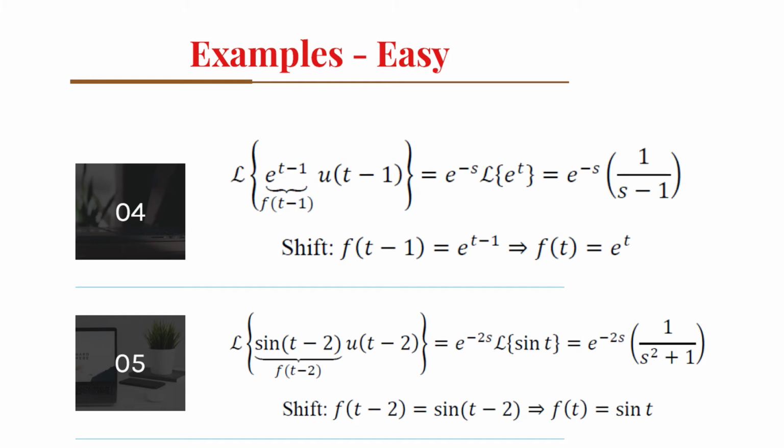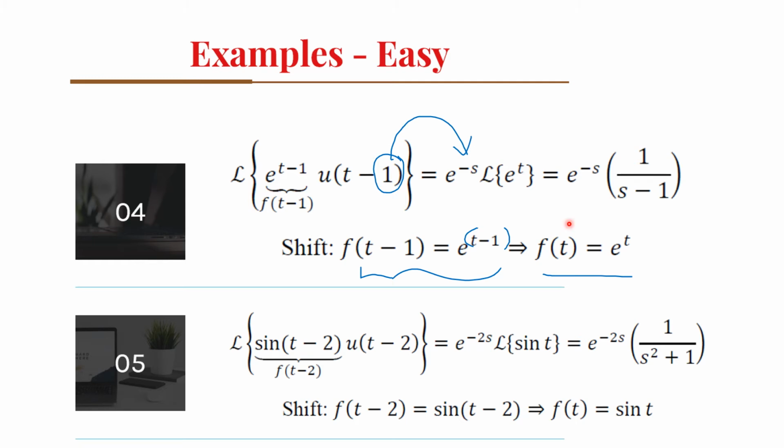From here we know that a is 1, so the power of the exponential is e to the power of minus s. Whatever appears in front of u(t-a) is f(t-a). So f(t-1) is e to the power of (t-1). I put t minus 1 in a bracket because I know that t minus a has to be shifted to t. Then we do the shifting: f(t-1) equals e^(t-1), therefore f(t) equals e^t.